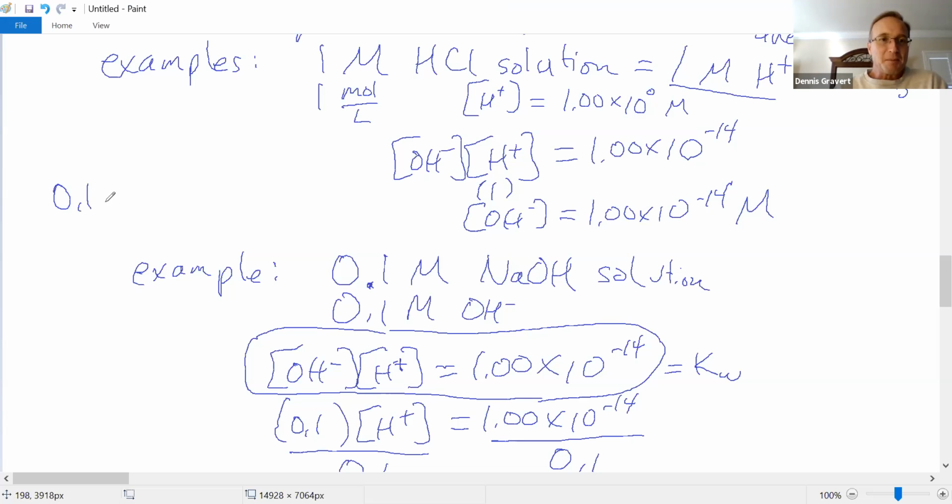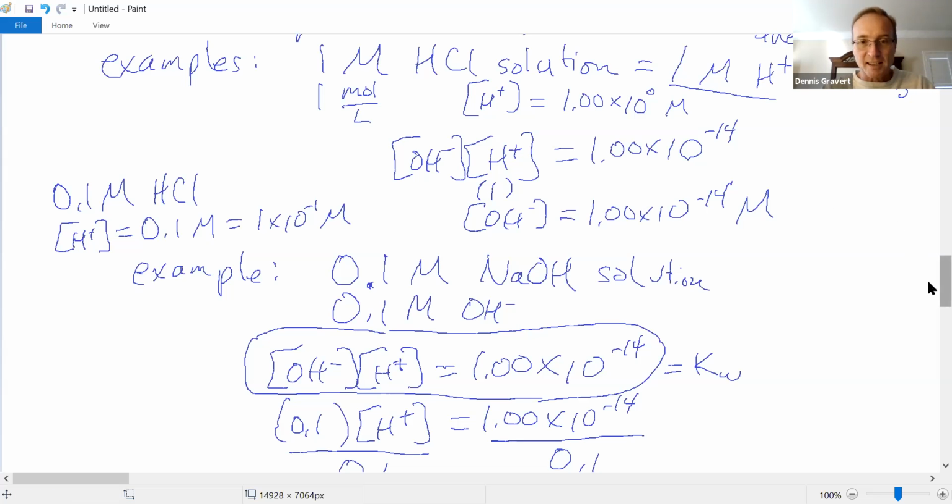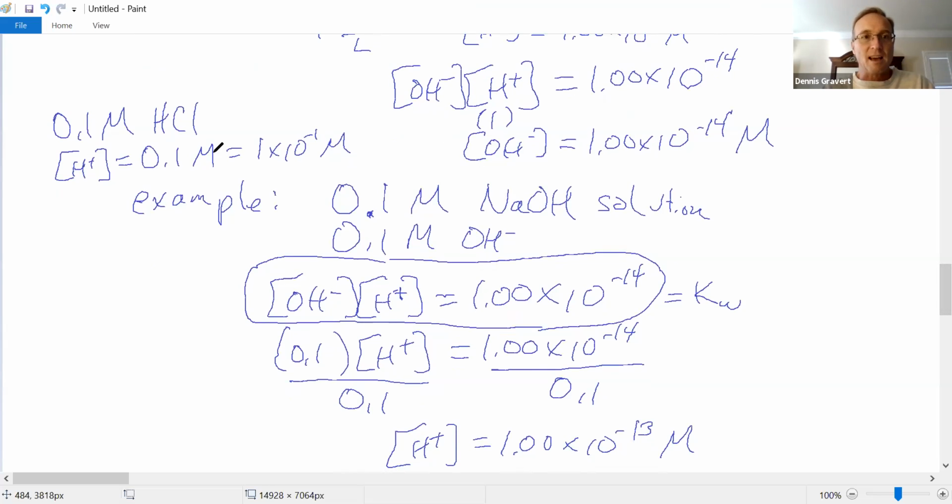If we had, let's do a different example, one that's actually in my notes. If you have 0.1 molar of HCl, then you have 0.1 molar of H plus, and in scientific notation, that's 1 times 10 to the minus 1 molar. Okay, and I think I can get that on the screen as the other one. Yeah, there it is. Okay, lots of acid, we have a relatively high amount of H plus. Lots of base, we have a very low amount of H plus.